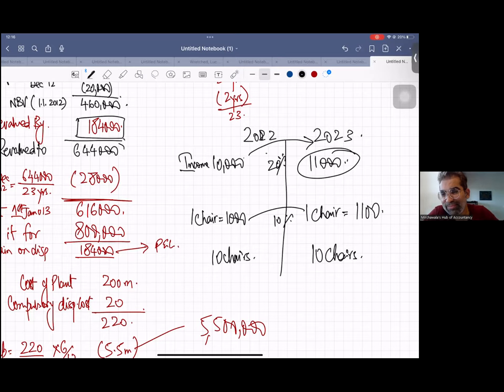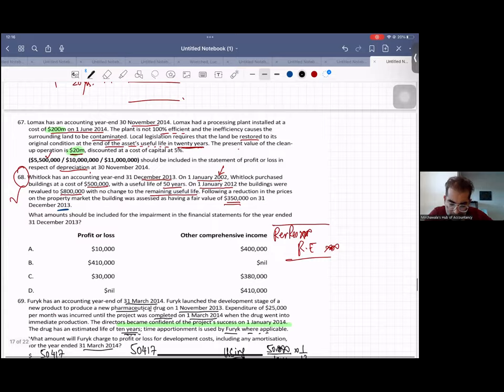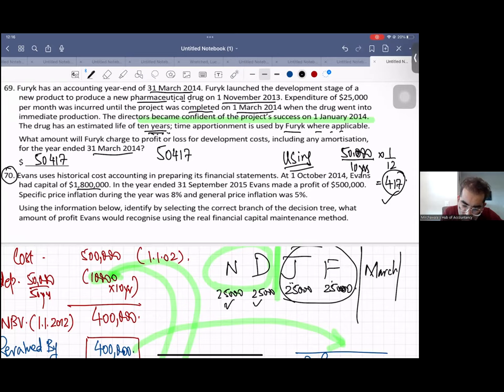Okay, let's move to this question. Now read the question. Events uses historical cost accounting in preparing its financial statement. This is the last question, please. Just 2-3 minutes. At 1st October 2014, Events had capital of 1,800,000. In the year ended 30th September 15, Events made a profit. Apparently, there is a profit of 500,000.